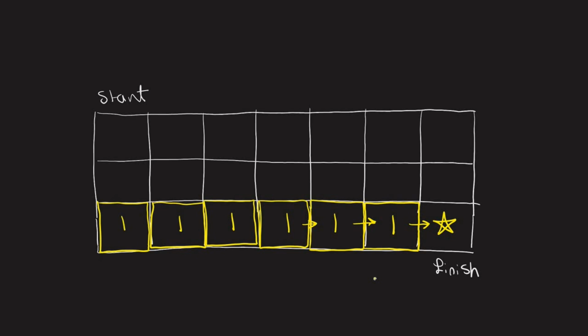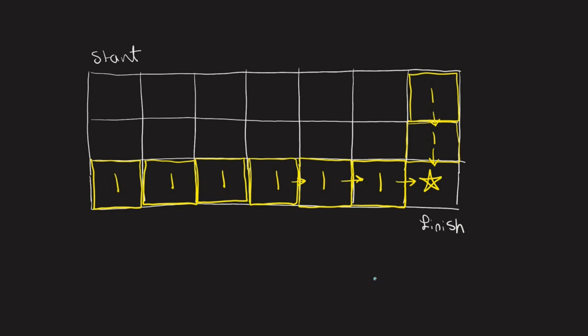Okay. Now let's consider the last column. For example, this cell. How many unique paths do I have? Only 1, because I have to move down. How about this one? That is again 1, because I have to move down.